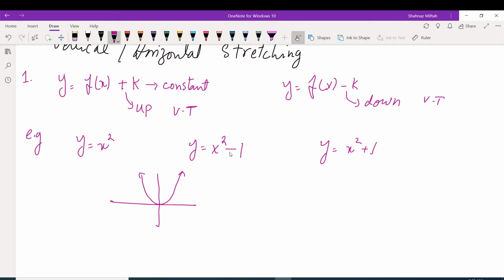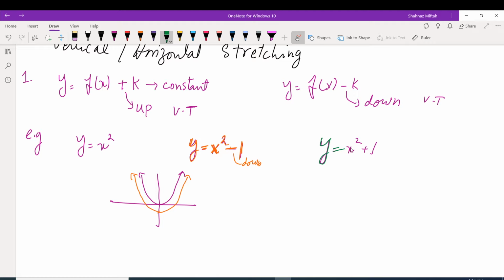Then for the translation, I'm going to use a different color. For this one, I'm using the yellow color. And since this is minus, it's a vertical translation, which means I'm going down. So how many times am I going down? Once. So this is 1 right there. And my graph went down exactly the same shape, but it went down 1. So that's a vertical translation. For this one, I'll use a different color again.